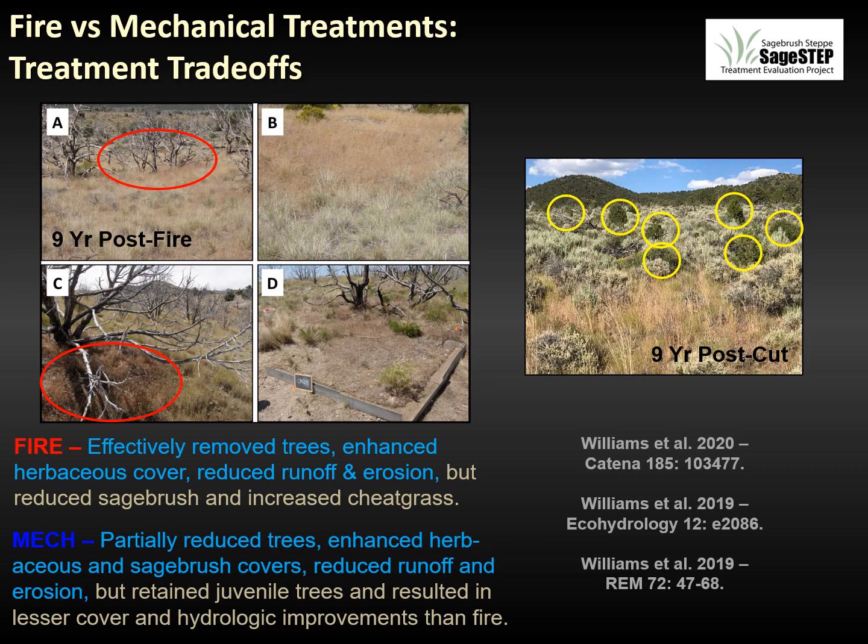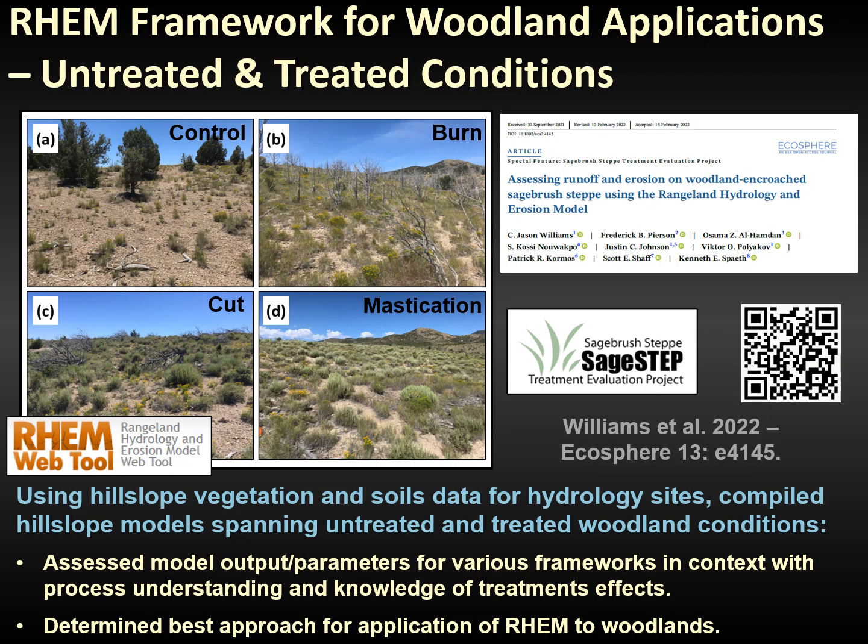Also, we have found, as you can see in the photograph to the right, that mechanical treatments tend to leave numerous small trees to reestablish woodland conditions over time, necessitating follow-up treatment. Field studies from SageStep have provided a basis for a new framework to model the hydrologic and erosion impacts of woodland encroachment and tree removal on sagebrush rangelands.